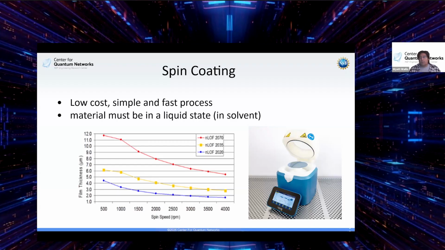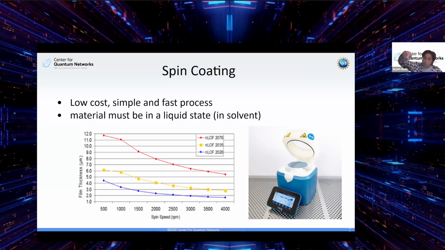You want to make sure you know what viscosity this is, and by that I just mean, is it a very viscous material or is it not a very viscous material? If it's a very viscous material, then you should probably spin it for a little bit longer, right? So that way the material can spread out.